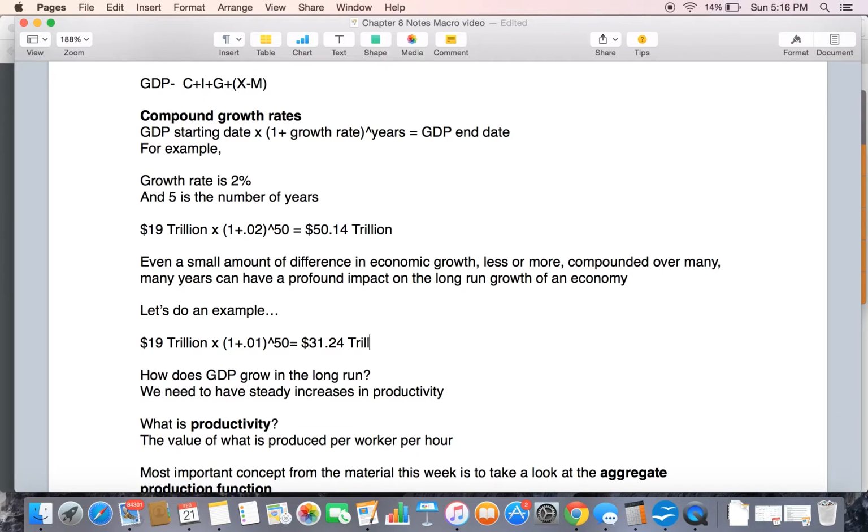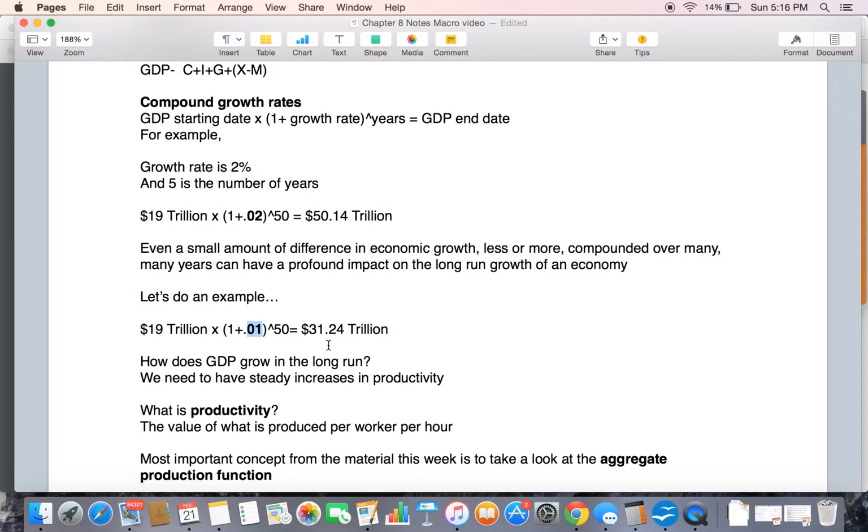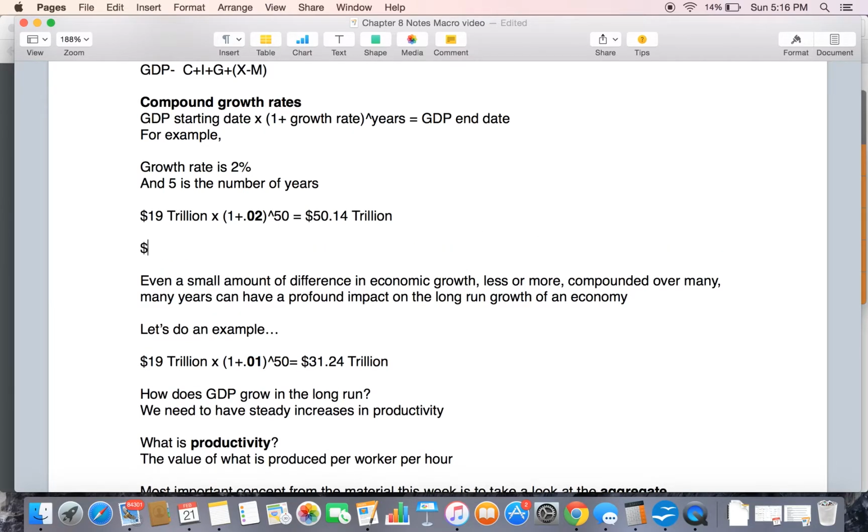So you can see that over very long time periods, with very similar but different rates of growth, we're going to have very different outcomes on GDP, and that's because of the power of compounding. So compounding being that what we're really doing here is we're saying $19 trillion in GDP times 1.02 times 1.02 times 1.02, and we're doing that 50 times.